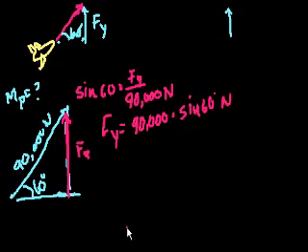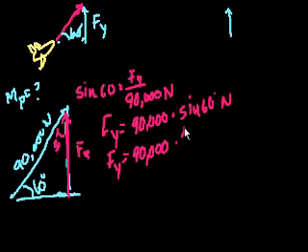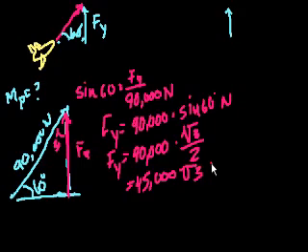newtons. You might not remember your 30, 60, 90 triangles, but you might want to review some of your trigonometry if you don't remember the sine of 60, or you might want to take out your calculator. But the sine of 60 is square root of 3 over 2, right? Because this is a 30, 60, 90 triangle. So the force in the y direction is equal to 90,000 times the square root of 3 over 2, which is equal to 45,000 square roots of 3 newtons.